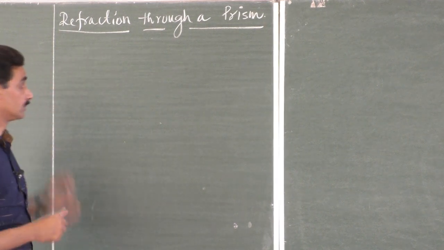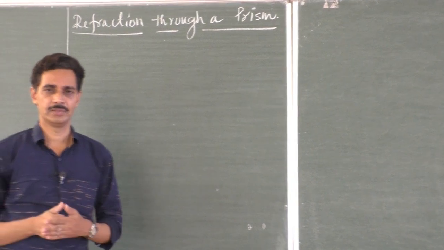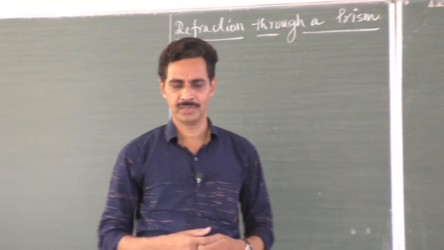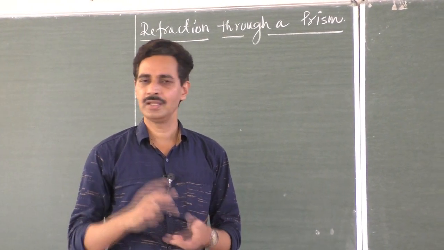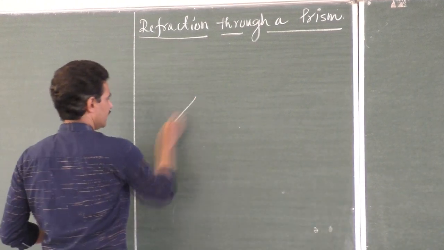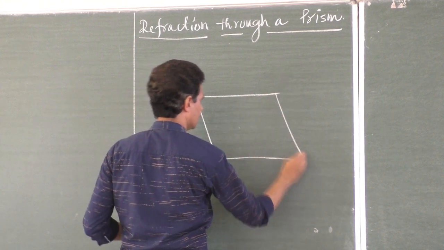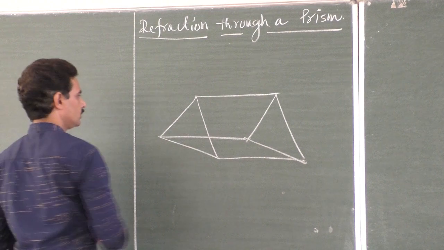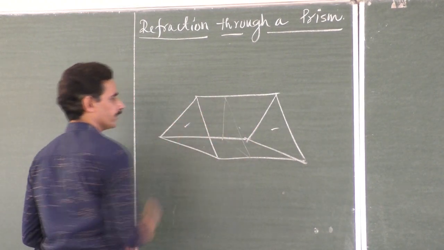Okay, moving on to this one. Now, refraction through a prism. Now, what is a prism? How does it appear? You might have seen a prism. In 3 dimensions, a prism will have 3 rectangular faces and 2 triangular faces. So if you look into the prism from a certain angle, it will look like this. This is the prism, right? So it will have 2 triangular faces and 3 rectangular faces like this.